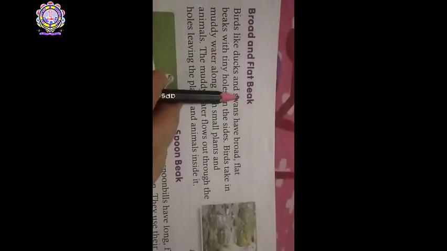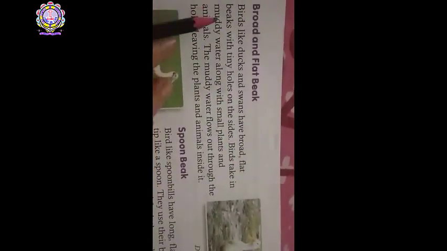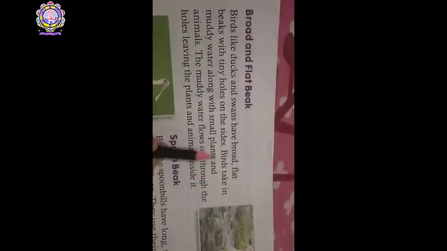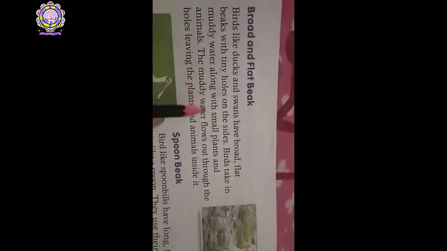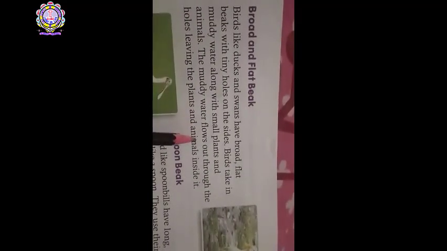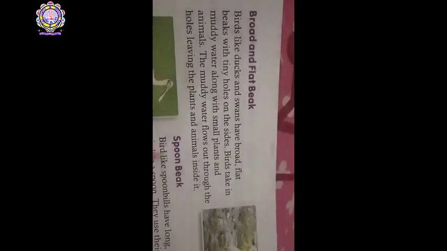Broad and flat beak. Birds like ducks and swans have broad, flat beak with tiny holes on the side. Birds take in muddy water along with the small plants and animals. The muddy water flows out through the holes, leaving the plants and animals inside it.